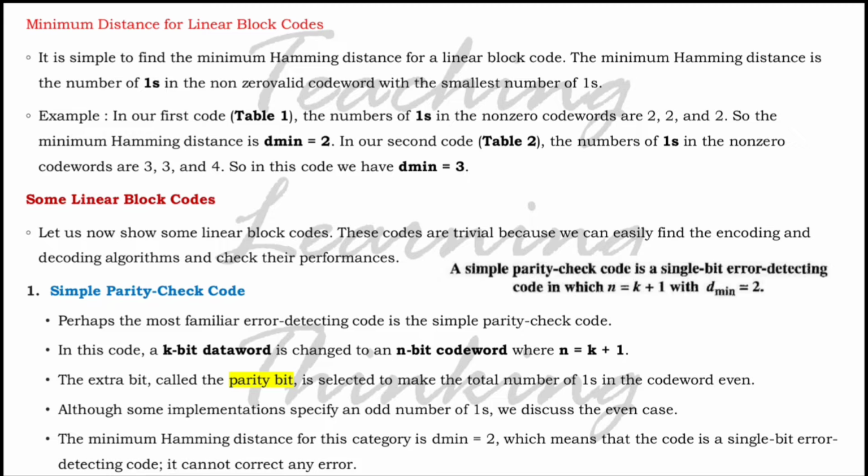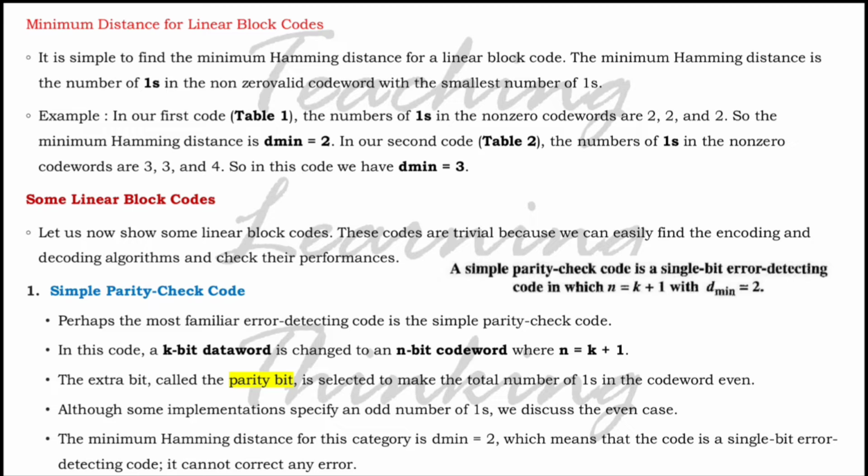One of the linear block codes that we are discussing now is the simple parity check code, an error detecting code which has n equal to k plus 1 with dmin equal to 2. That is the definition of the simple parity check code. Perhaps the most familiar error detecting code is the simple parity check code. In this code, a k-bit data word is changed to an n-bit code word where n equals k plus 1. The extra bit is called the parity bit. It is selected to make the total number of ones in the code word even.